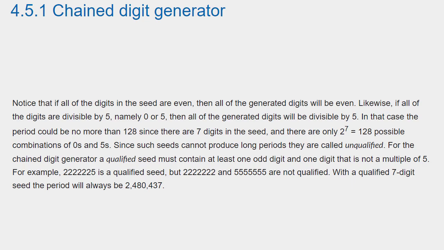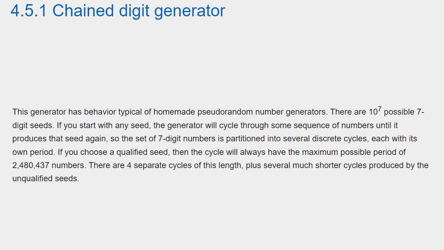For the chained digit generator, a qualified seed must contain at least one odd digit and one digit that is not a multiple of 5. For example, 2222225 is a qualified seed, but 2222222 and 5555555 are not qualified. With a qualified 7-digit seed, the period will always be 2,480,437. This generator has behavior typical of homemade pseudo-random number generators.